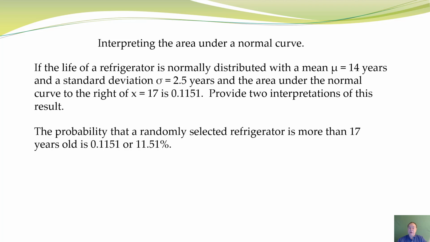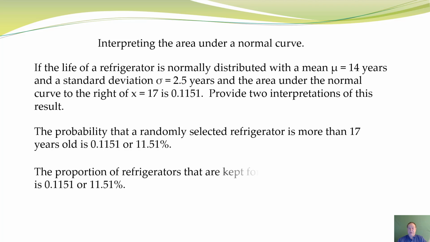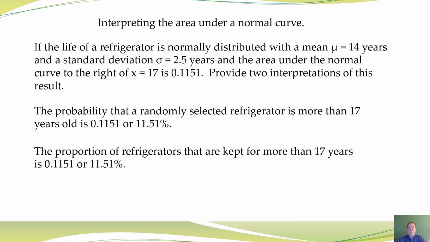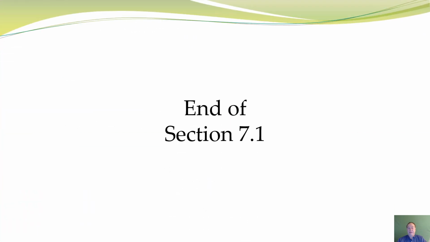So he's going to use probability as one of his interpretations. His other interpretation is going to use proportion. The proportion of refrigerators that are kept more than 17 years is 0.1151 or 11.51%. So the area under the curve would give you the probability or the proportion. So there's two ways to look at and interpret the answer as we go further into the chapter. Okay, so those are the two interpretations your author uses, probability and proportion. All right, this brings us to the end of section 7.1.